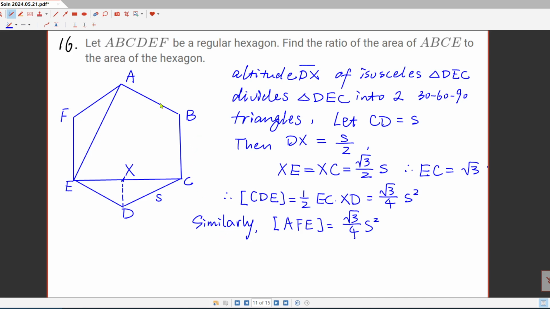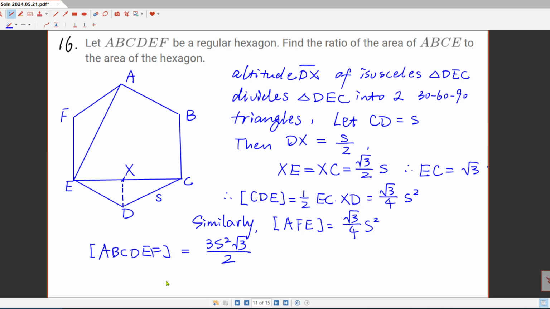Okay, so we have done an exercise. If you know the side length, you should be able to calculate the area of the whole regular hexagon, right? Because it's just 6 congruent equilateral triangles. So we know the area of ABCDEF, I'll just write it directly. If you don't know how to calculate that, just let me know, okay? So that area is 3 S squared square root 3 over 2.